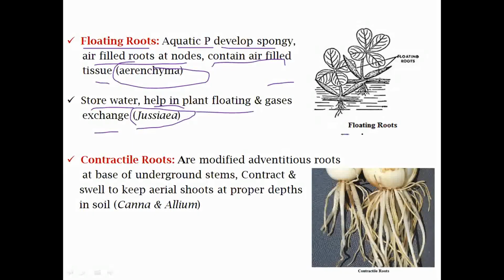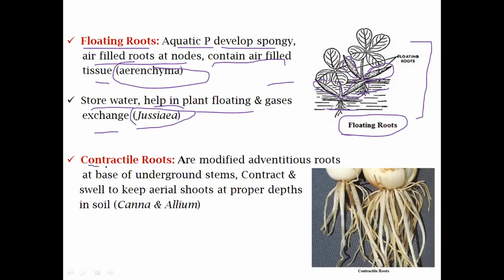So you can see here these are floating roots. These are the floating roots. They contain air-filled tissue known as parenchyma. So they also help in floating of plants and also exchange of gases. These are found in the aquatic plants.